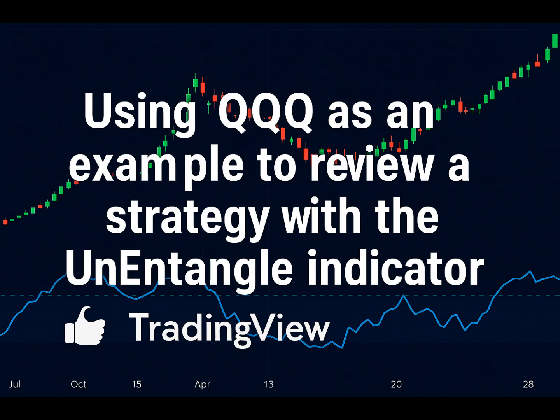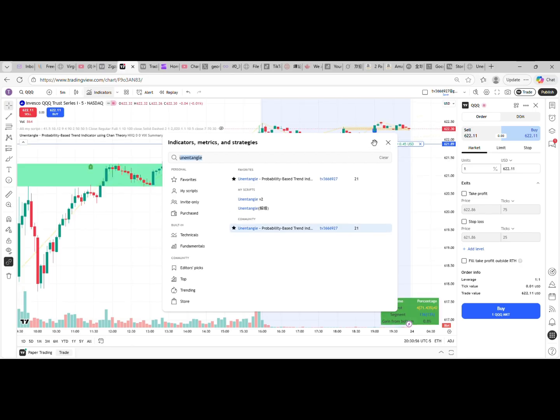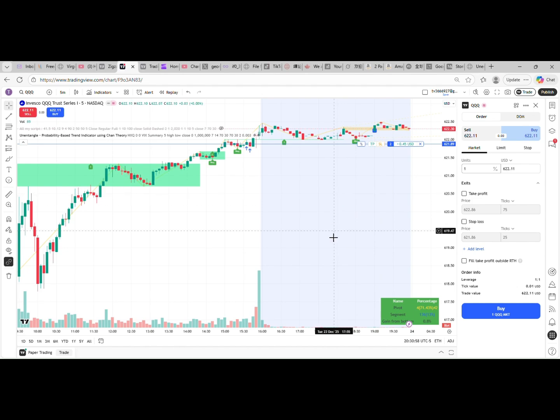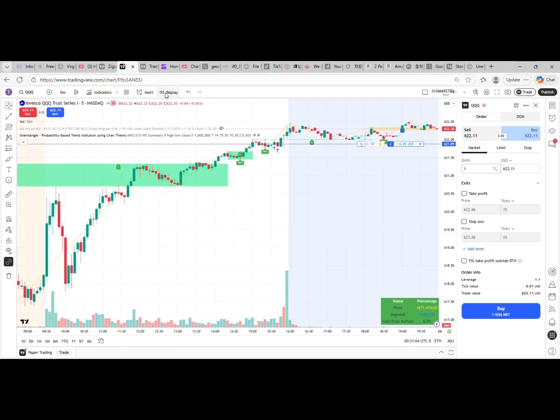On the QQQ chart, click Indicator, type Unentangle in the search bar, and you'll see the indicator appear. Today it shows a green box. Then we use the replay function and move the time back to the start of today's session, just like I'm doing now. After the market opens at 9:30, we'll observe how the price moves.